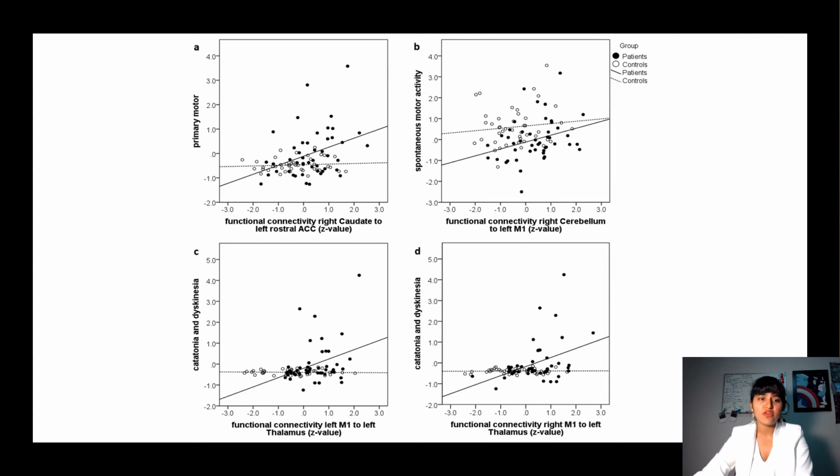Coordination factor shows hyperconnectivity with left SMA, which is supplementary motor cortex, to left cerebellum. Spontaneous motor activity shows hyperconnectivity with left rostral ACC and right subthalamic nuclei.